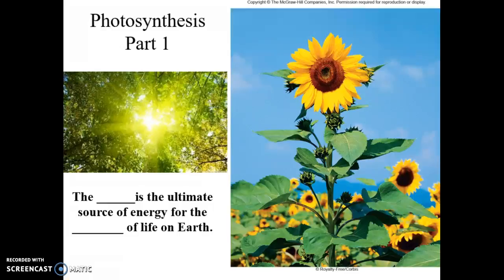So when we look at photosynthesis, the sun is considered the ultimate source of energy for the majority of life on Earth. Now, 20 years ago, that statement would have been the sun is the ultimate source of energy for all life on Earth. But with new knowledge being gained in the scientific community, we're learning there are other ways of making energy that don't necessarily rely on the sun. But for humans, for all general purposes, our energy is derived from the sun. Not directly, but indirectly.